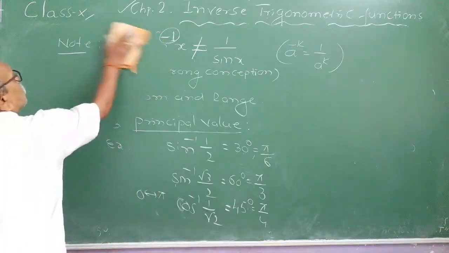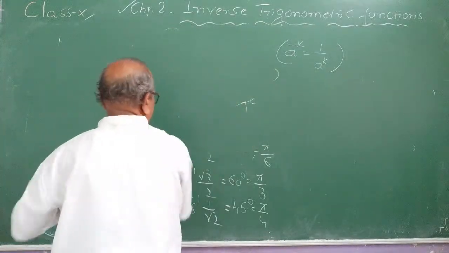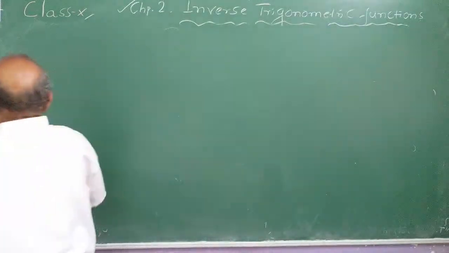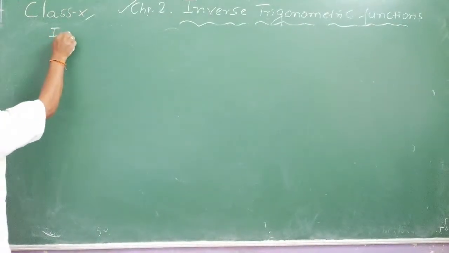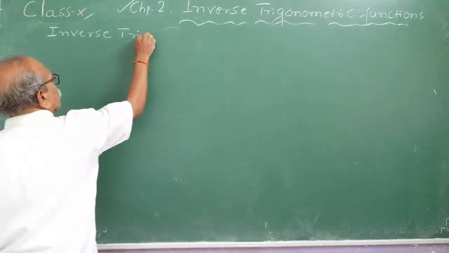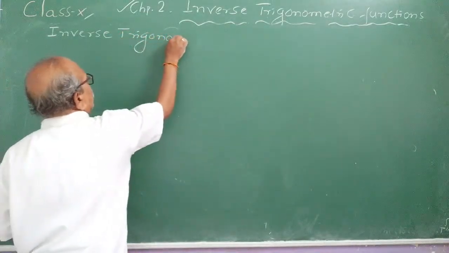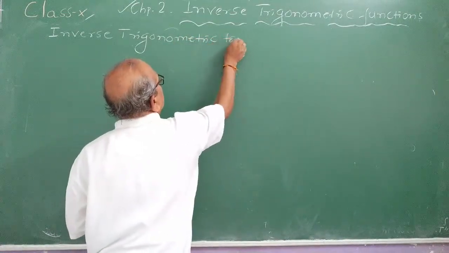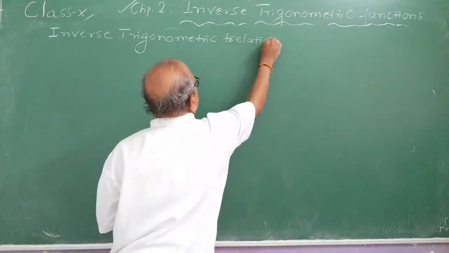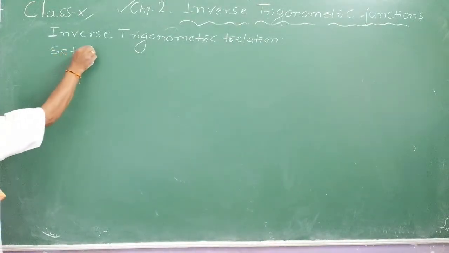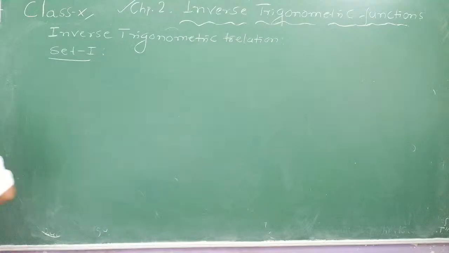Based on this, we will prove some identities, a set of inverse trigonometric relations. In that, we'll take set 1 first. You can start with set 1 now.